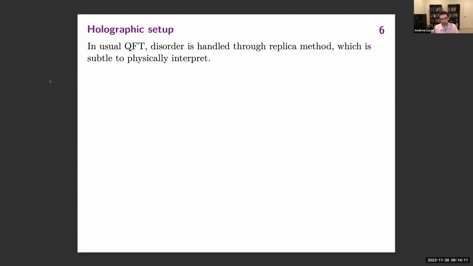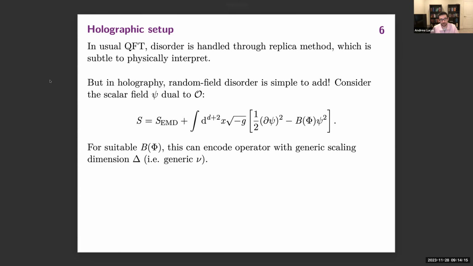Very weird. One key thing that I think is elegant about these holographic models is that disorder is very simple to add. And random field disorder is a particularly nice thing to do in a holographic model. So to the EMD action, if we want to add the random field disorder dual to our scalar operator O, we'll just introduce some bulk field psi, which is dual to O.